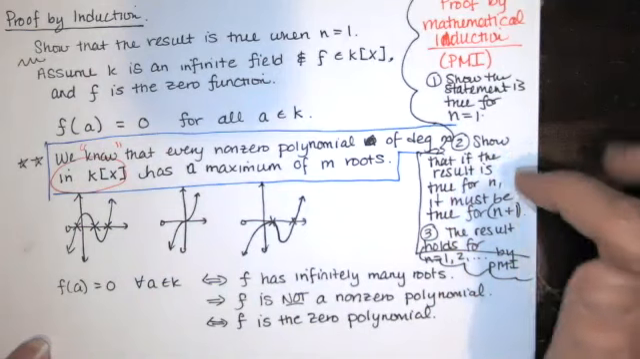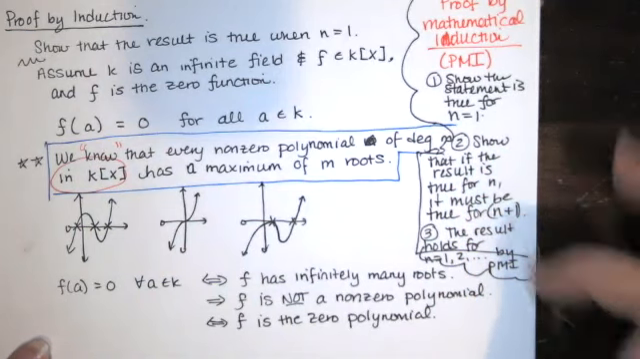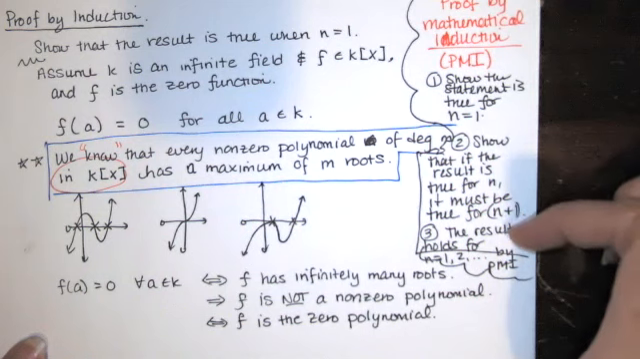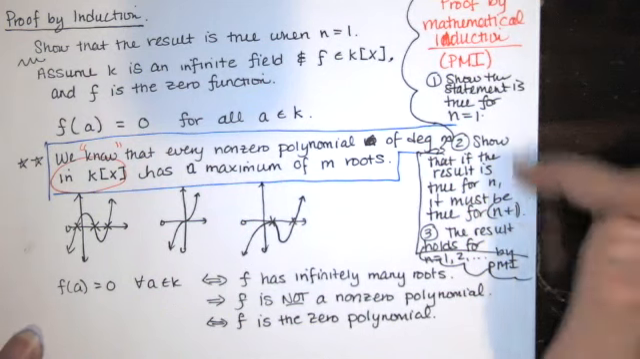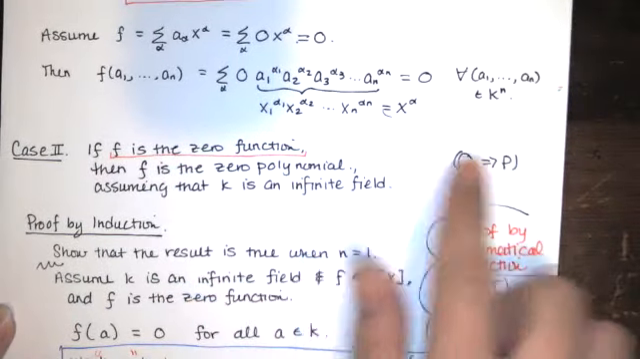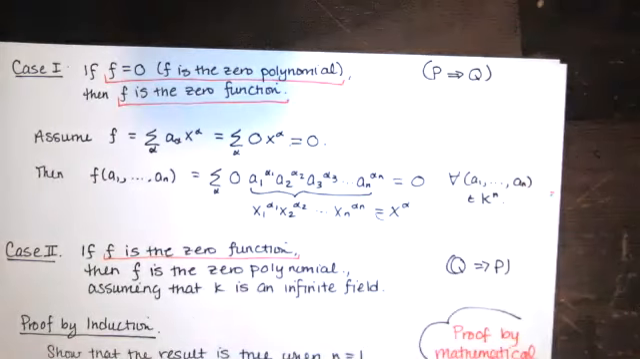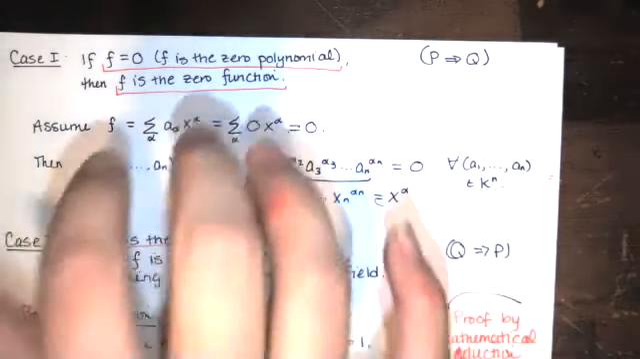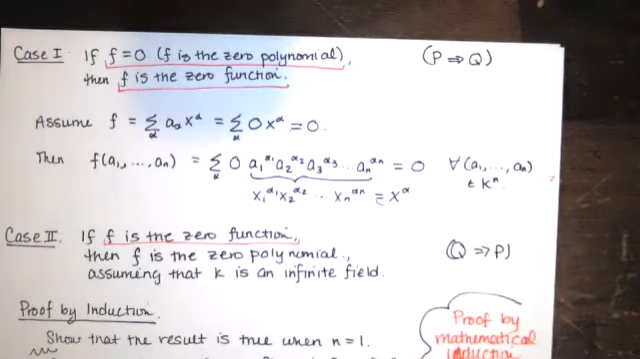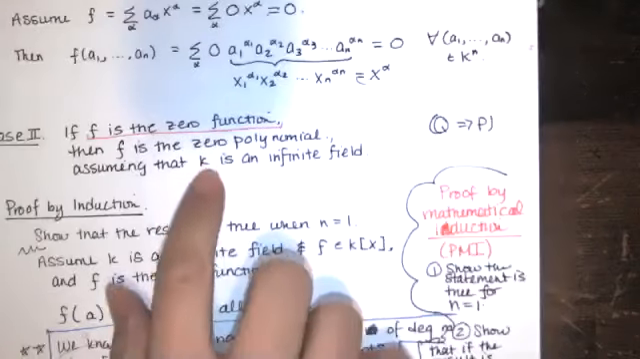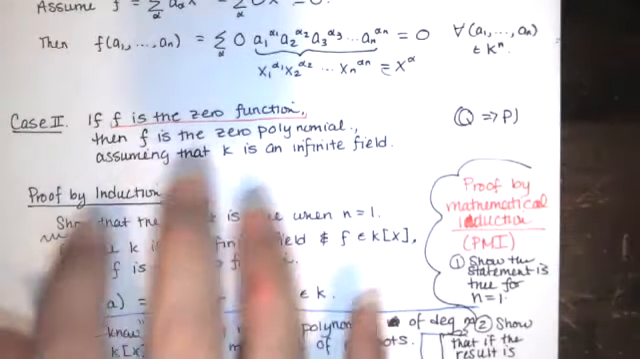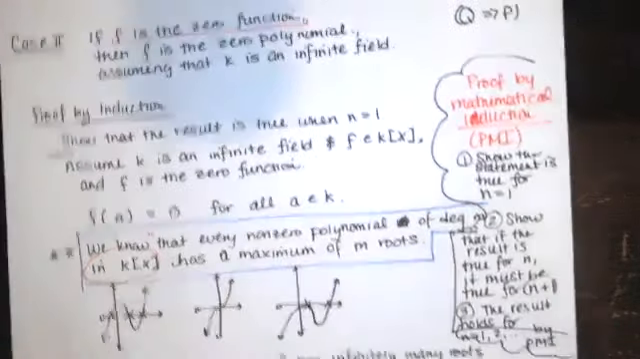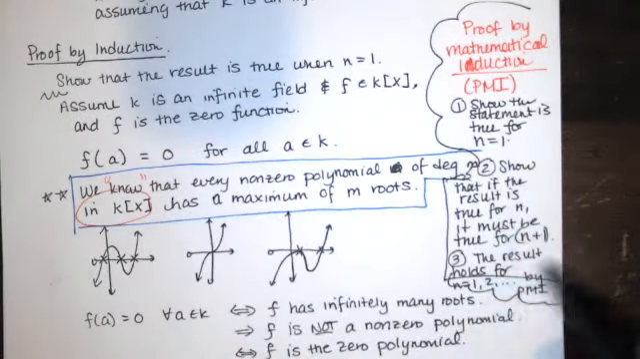Now we want to show that if it's true for n, then it has to be true for n plus 1 as well. If we can show that, then we can show that this result is true in general. And if we can show that this result is true, we're saying that Q implies P, and earlier we showed that P implies Q, and that means these two results are equivalent to each other. So that means if f is the zero polynomial, it's the zero function, and if f is a zero function, it's a zero polynomial. Of course, again, assuming that K is an infinite field, which is what this particular proposition is about. Okay, so let's try to do this next part.